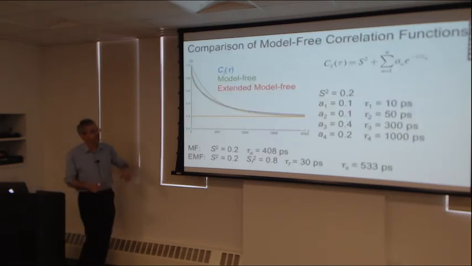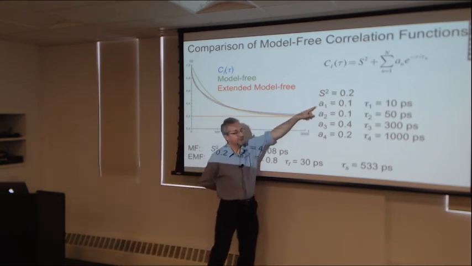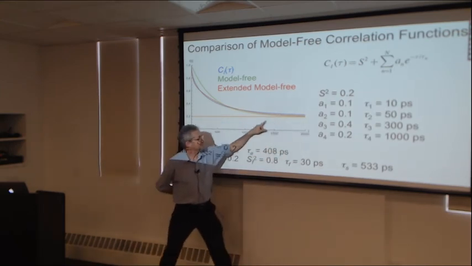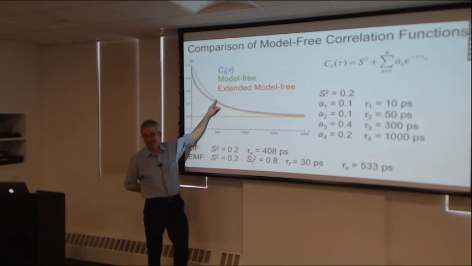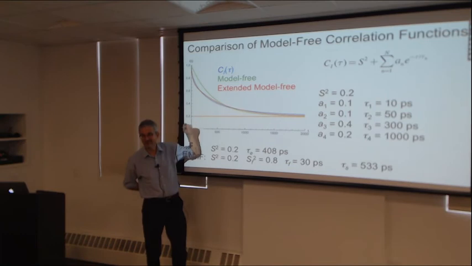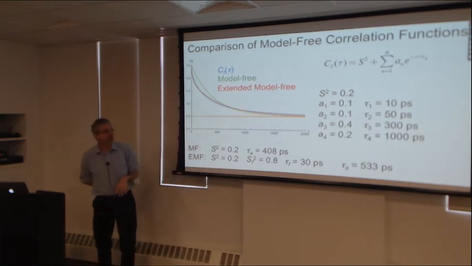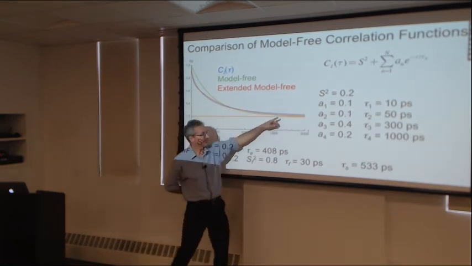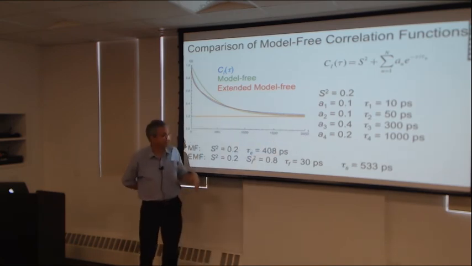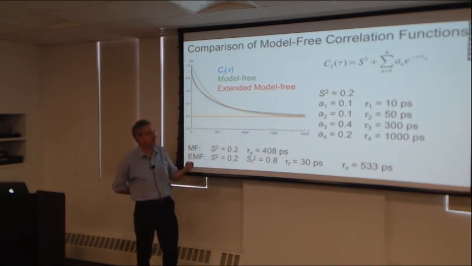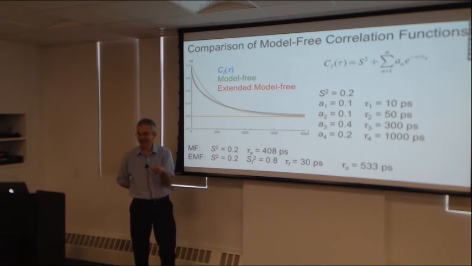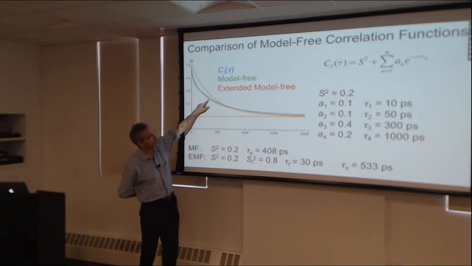Well, here I just made a calculation of a 4 exponential decay, just to see how well I can fit it with the 1 exponential approximation, 2 exponential approximation. Just to show that even though I get 4 exponentials here, when I fit with the extended model-free, which really has 3 exponentials in it, overall tumbling and 2 internal ones. So the blue curve has 1 more exponential, but the red curve fits pretty well.